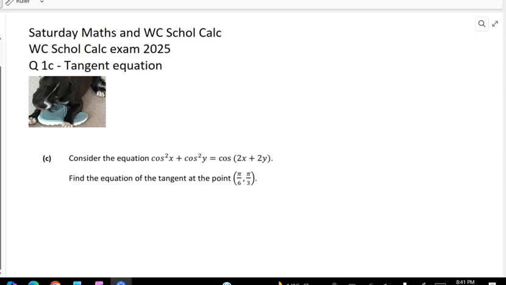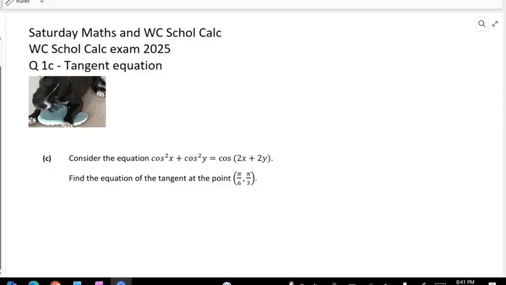Kia ora, here's question 1C from this year's Scholarship Calc exam. This question was reasonably well done, but it showed that quite a few of you need to go over the chain rule and implicit differentiation, because if you could apply those two skills, then this question was reasonably straightforward. So let's see what we've got.